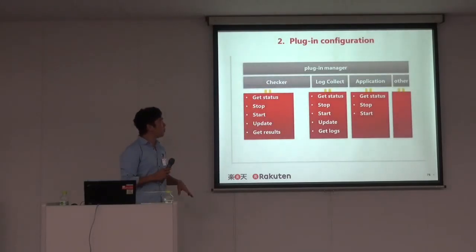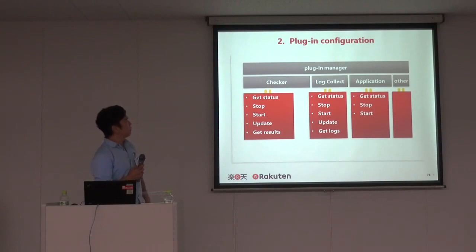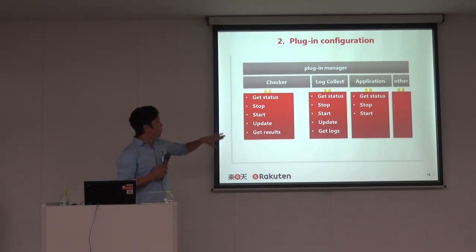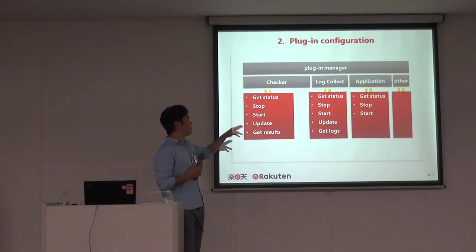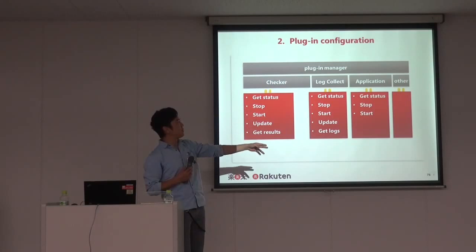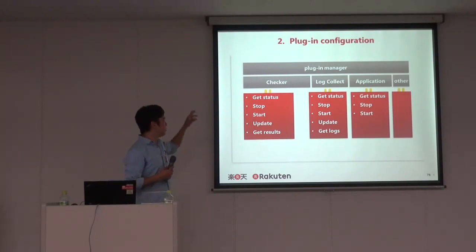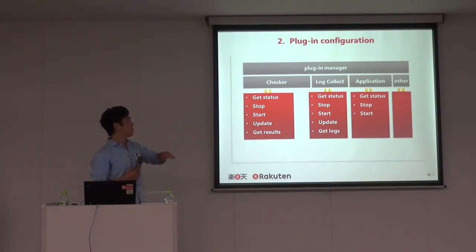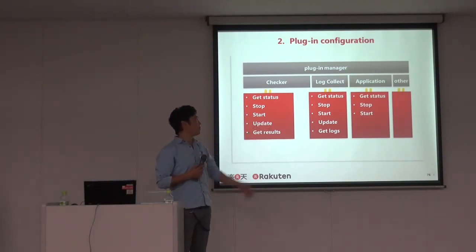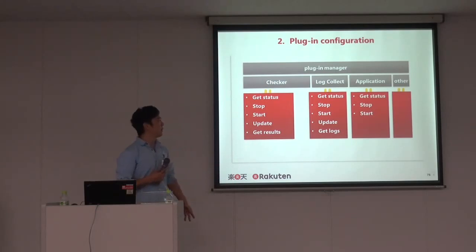And these are the configuration for the plugin we have. It's pretty simple. We only have 4 types of plugin: checker for the monitoring tool, log collector, application, and others. The first 3 are fixed interfaces, and we made it simple, only to stop, start, change settings, and get states. And for the application, we can only stop or start and get status.